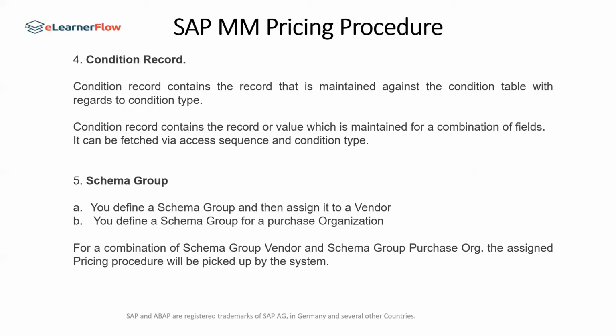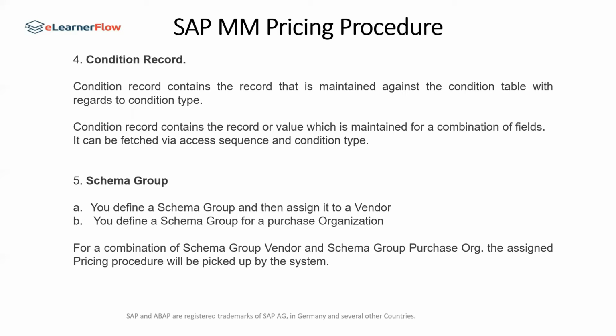Condition record. A condition record contains the record that is maintained against the condition table with regards to the condition type. So if you look at a condition record, it basically contains the value which is maintained for a combination of fields that you have set up earlier. In our earlier example, we saw that the combination is purchase org, vendor, and material. For this combination and for a particular condition record, you maintain a value. Now, this can be fetched via access sequence and condition type.